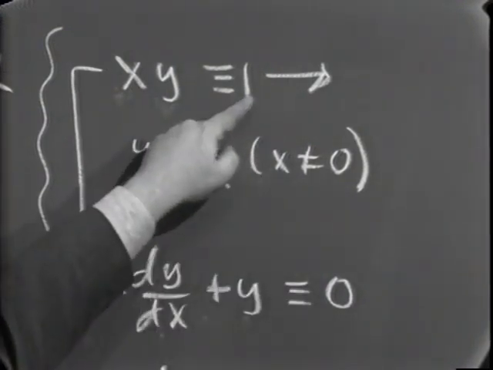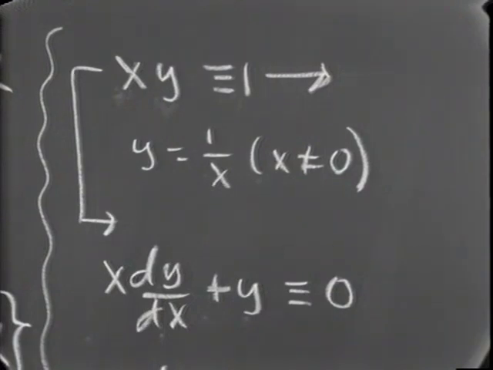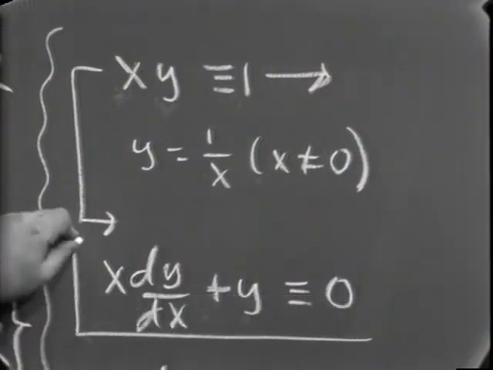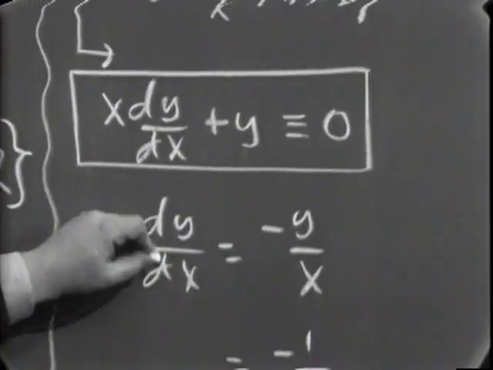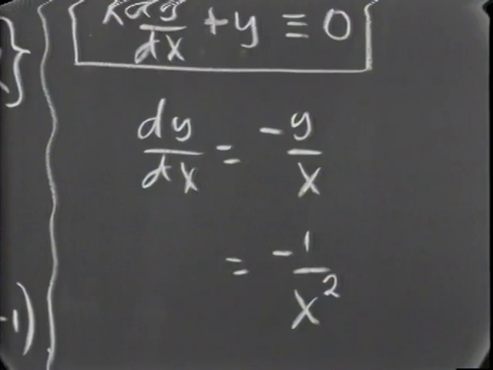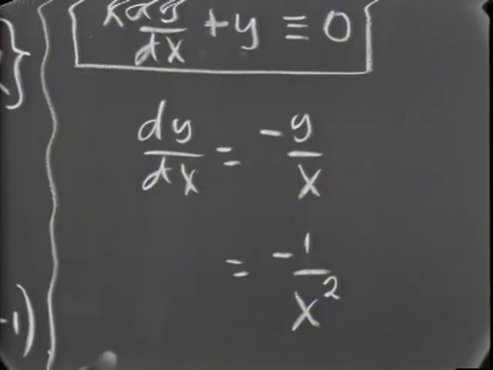The right-hand side is 1. The derivative of a constant is 0. So we wind up with the relationship that x times dy dx plus y must be identically 0. And now solving for dy dx in terms of x and y, we find that dy dx is equal to minus y over x. Okay?